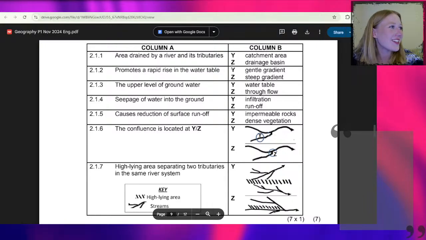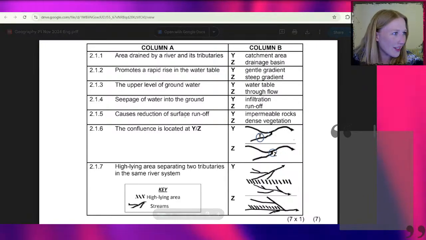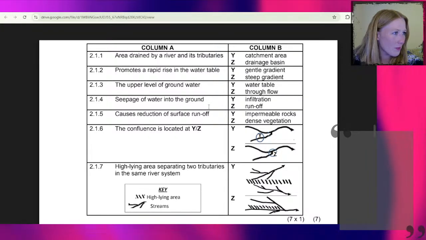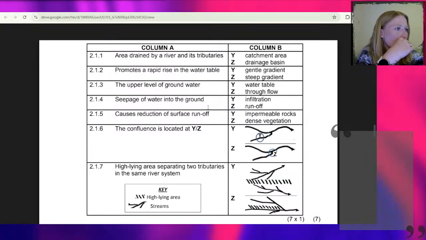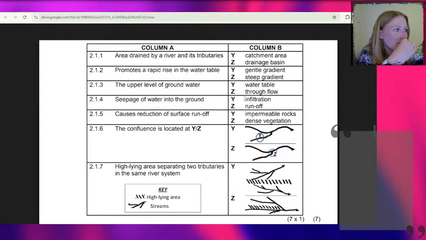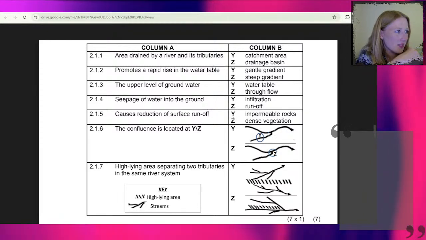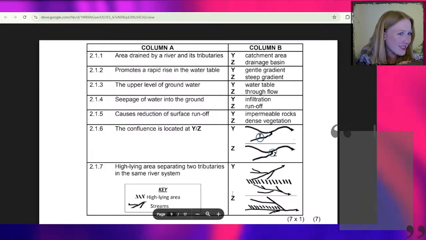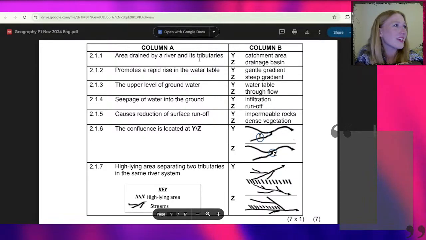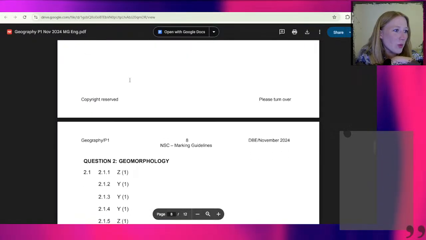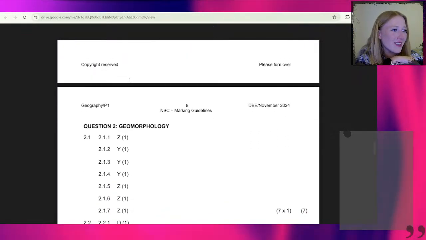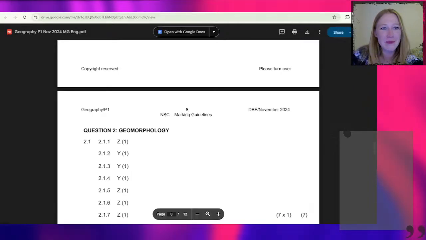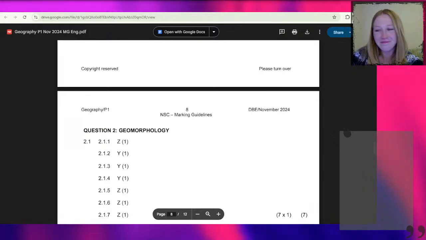Okay, so Z, Y, Y, seepage was then Y again. Z. Okay, so Y, Z, Z, Z. Right? Am I getting that right? Okay, let's check. Y, Z, Z, Z. Okay, yes, I got the other ones right. Some redemption, maybe a little bit.